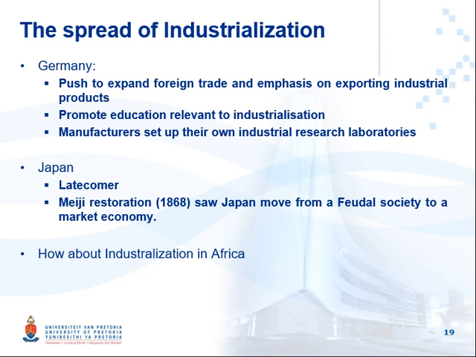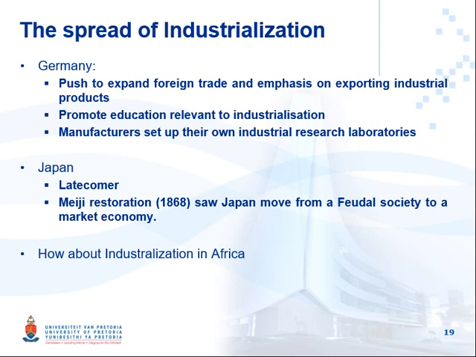In Germany, the efforts toward industrialization started only when Bismarck became Chancellor of a unified nation-state in 1871. Bismarck's creation of a state-owned national railway system helped the opening of the internal market, pushed to expand foreign trade, and focused on exportation. The German government's role in promoting education related to industrialization, and the importance of industrial research for German manufacturers, all helped Germany in its industrialization process. Japan was a latecomer to industrialization.